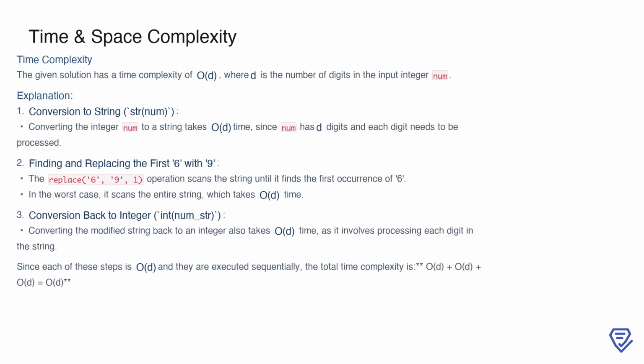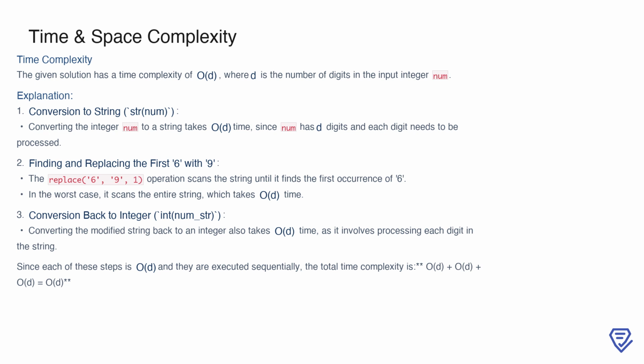The time complexity of the solution is determined by 3 main steps, each of which processes the digits of the input integer. First, converting the integer number to a string takes O(d) time because we need to process each of the d digits in the number. Next, the replace(6, 9, 1) operation scans through the string to find the first occurrence of 6 and replaces it with 9. In the worst case, this operation also takes O(d) time since it may need to scan the entire string.